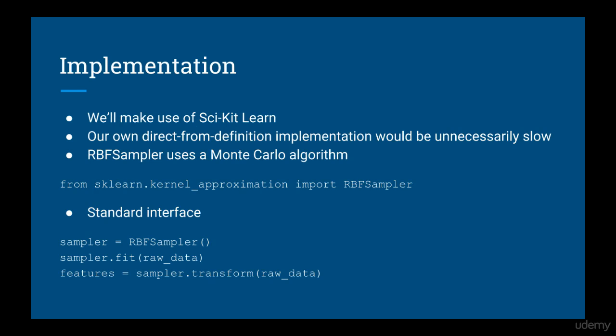Luckily, we won't write any code to do the RBF kernel transformation, since these capabilities are already in scikit-learn. Also, our implementation would be unnecessarily slow. The scikit-learn implementation is called RBFSampler, and it implements a Monte Carlo algorithm that allows us to do the computation much faster. As usual, this has a standard scikit-learn interface. We create an instance, call the fit function, and then from that point onward we can call transform.